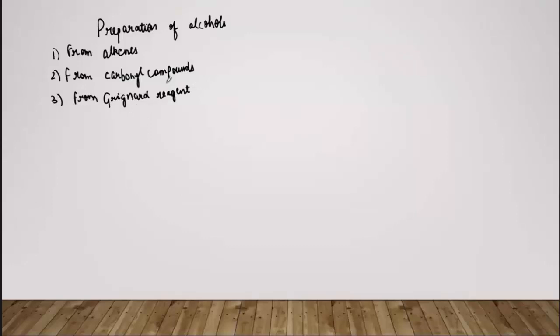Now, from alkenes, first we are going to start the preparation from alkenes. Now, this is subdivided into two parts. I mean, the alkenes can be used in two ways to prepare alcohols. So, the first one is by acid catalyzed hydration. Hydration matlab reaction with water, or acid catalyzed matlab in the presence of acid. The reaction with water in the presence of acid.